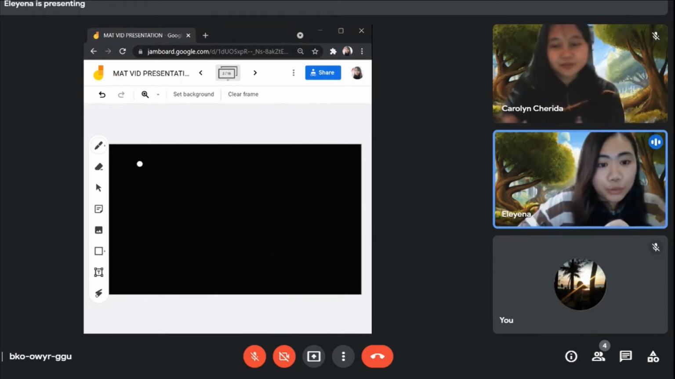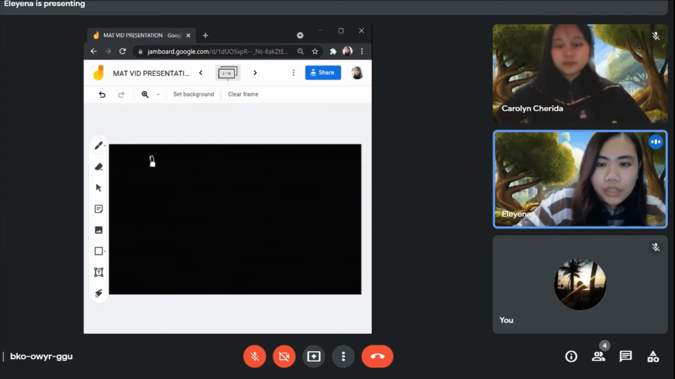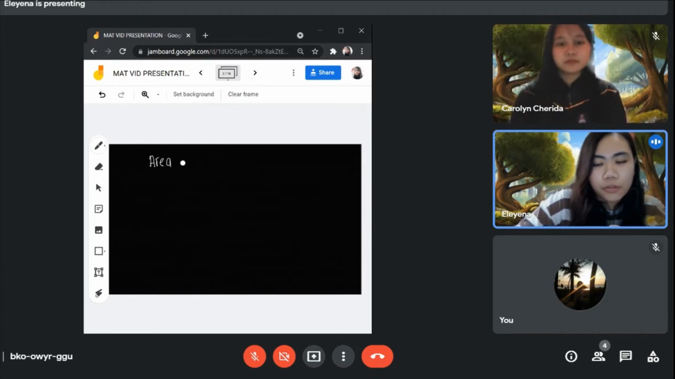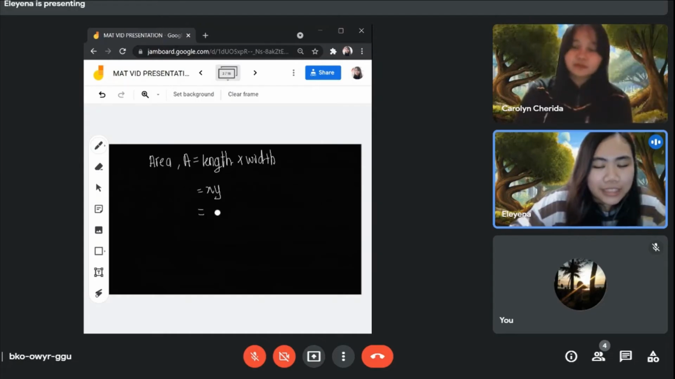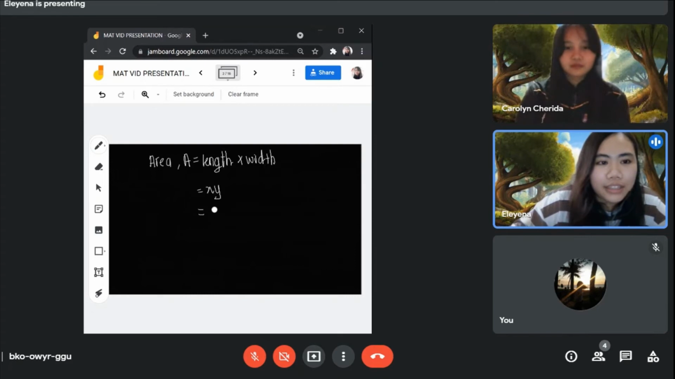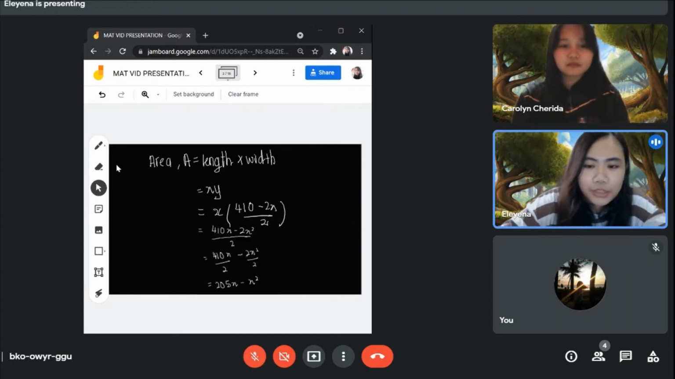Okay, so for step 2, to maximize area, we need to use the formula of an area, which is length times width. From step 1, we already have the value of y. So to simplify this equation of area, we replace y with the value we found earlier, which is x times (410 minus 2x) over 2. After we simplify it, the area that we get is 205x minus x squared.